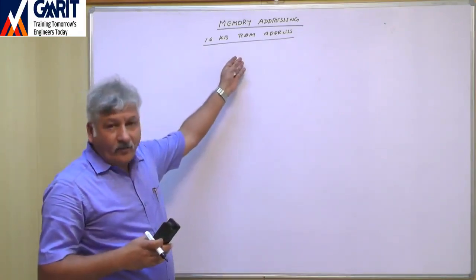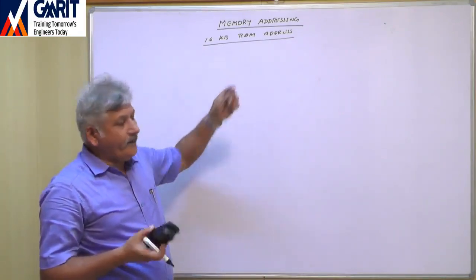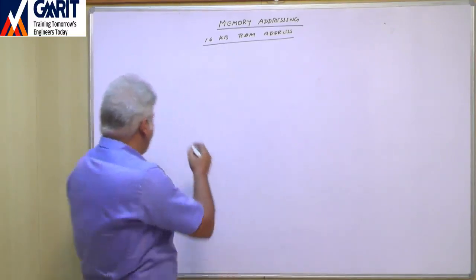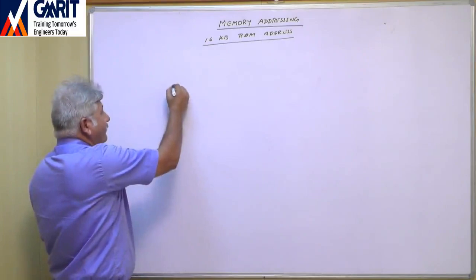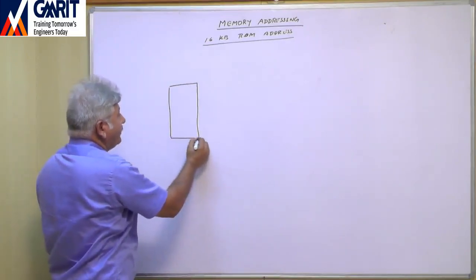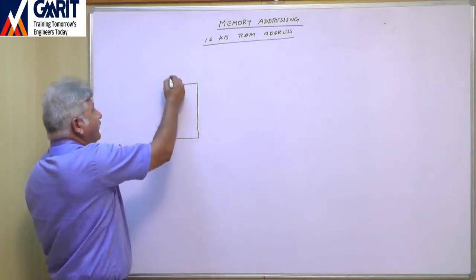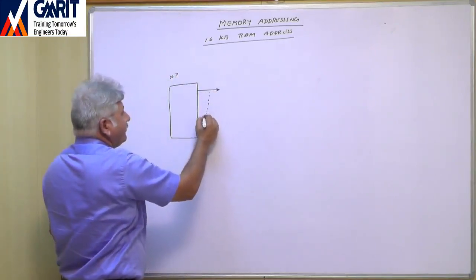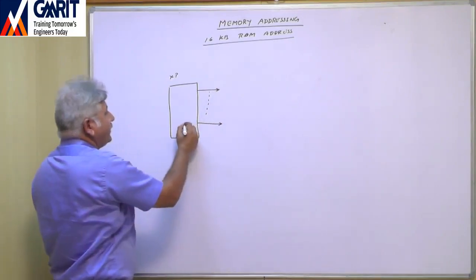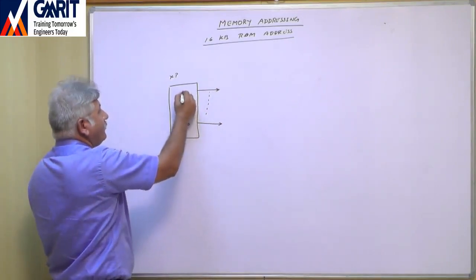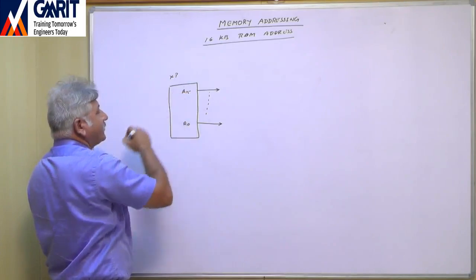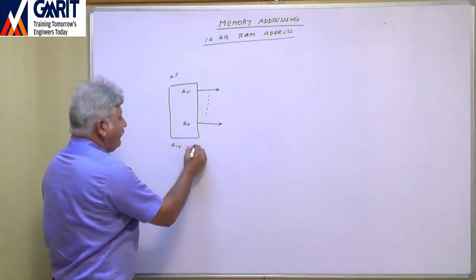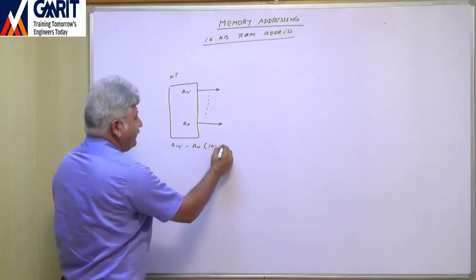Now here in microprocessor and microcontroller programming, we will use hexadecimal number systems. Since this is a processor with which we want to connect this memory, this is our microprocessor, and it has 16 address lines. The address lines are from A0 to A15. These are the 16 address lines, right?